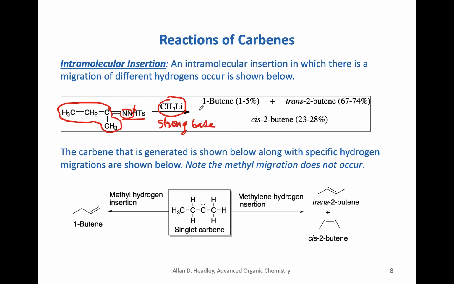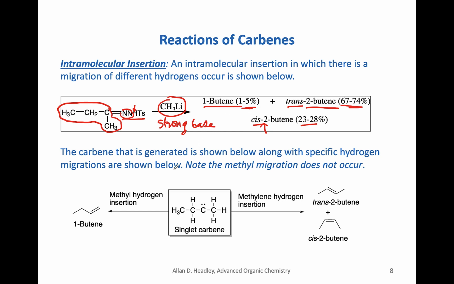After the reaction is done, what you will observe is 1-butene and 2-butene, cis and trans. Notice the 1-butene is low in percent yield, the trans is higher, and the cis is next in line. But the bottom line is the 2-butene is more prevalent compared to the 1-butene.